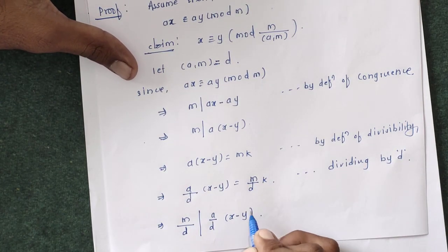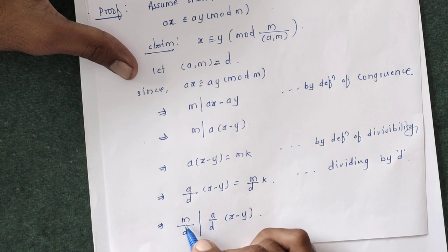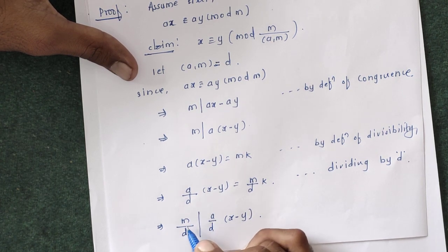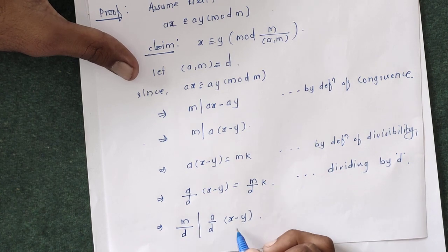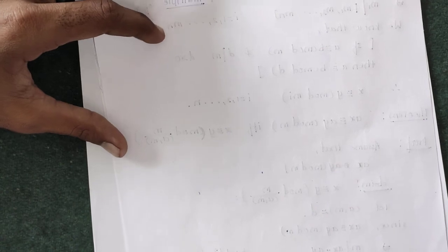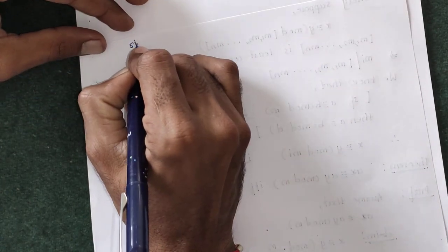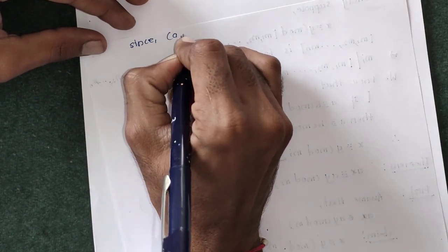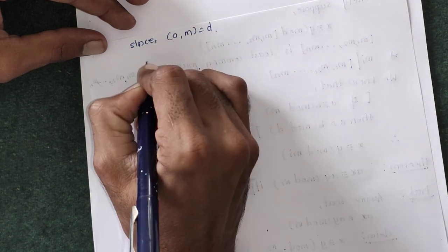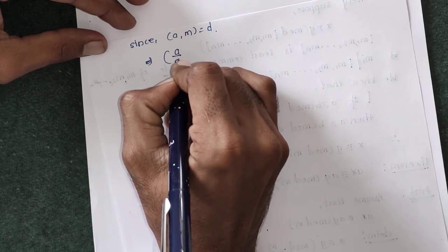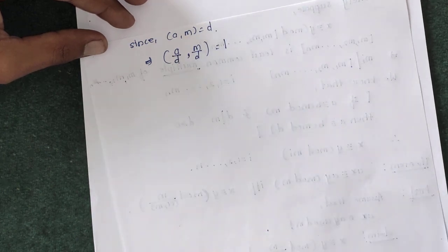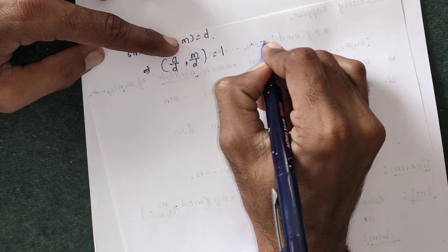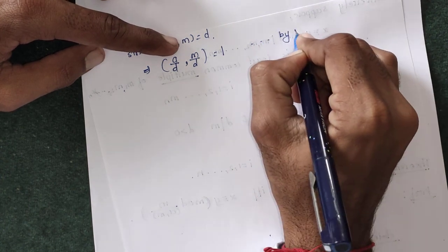To prove this, m by d divides x minus y, we must show that the GCD of these two numbers, m by d and a by d, is equal to 1. Then we can clearly say that m by d divides x minus y. Since GCD of a and m is equal to d, this gives us GCD of a upon d and m upon d is equal to 1. This is by result.